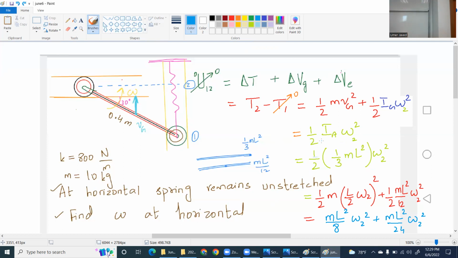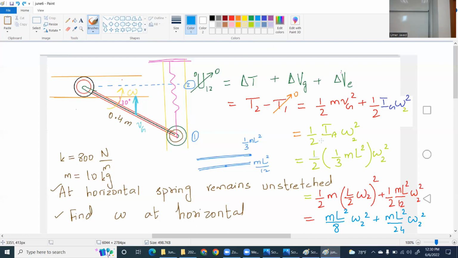Confused? Wait, this is a rod, right? The rod is going like this. So does the rod itself move upward? For sure, the rod's center of mass moves upward. Is the rod rotating? Yeah, it is.